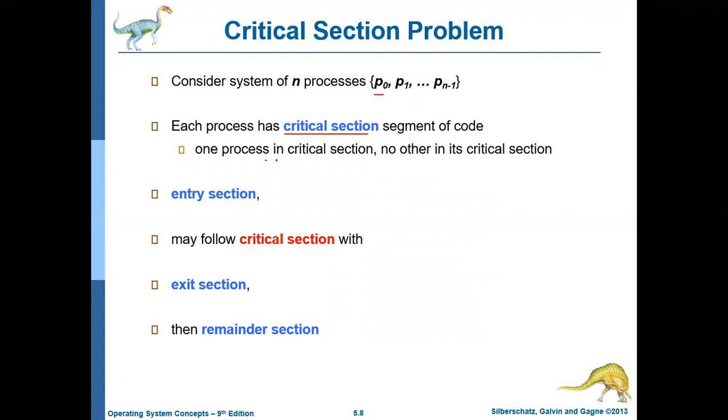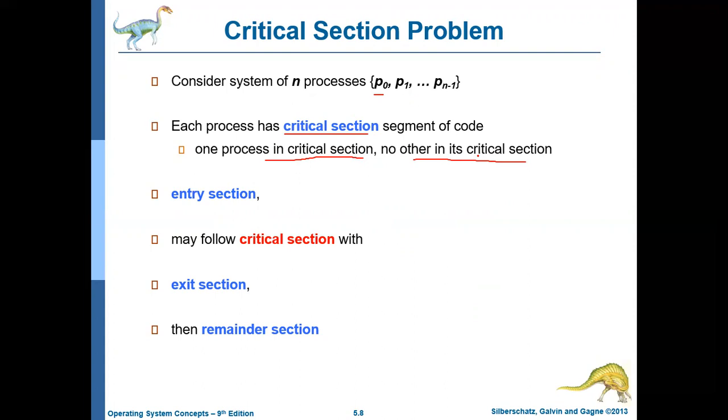If one process is in the critical section, then no other process should be allowed to be in the critical section. This will ensure that the data is consistent.